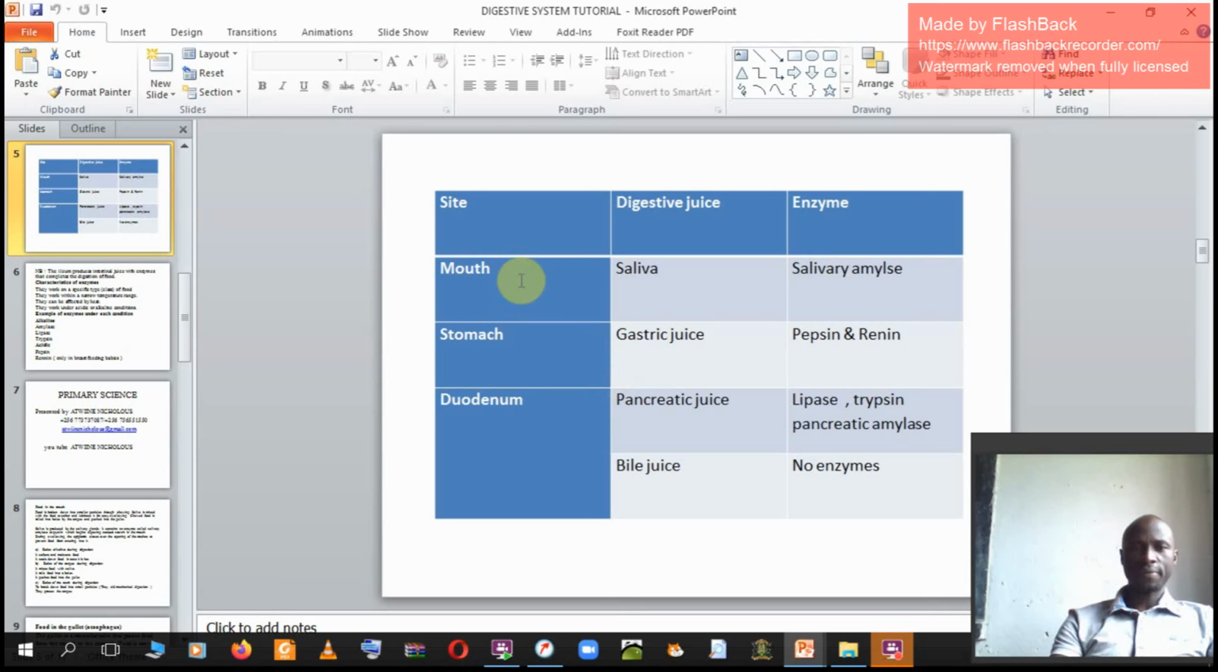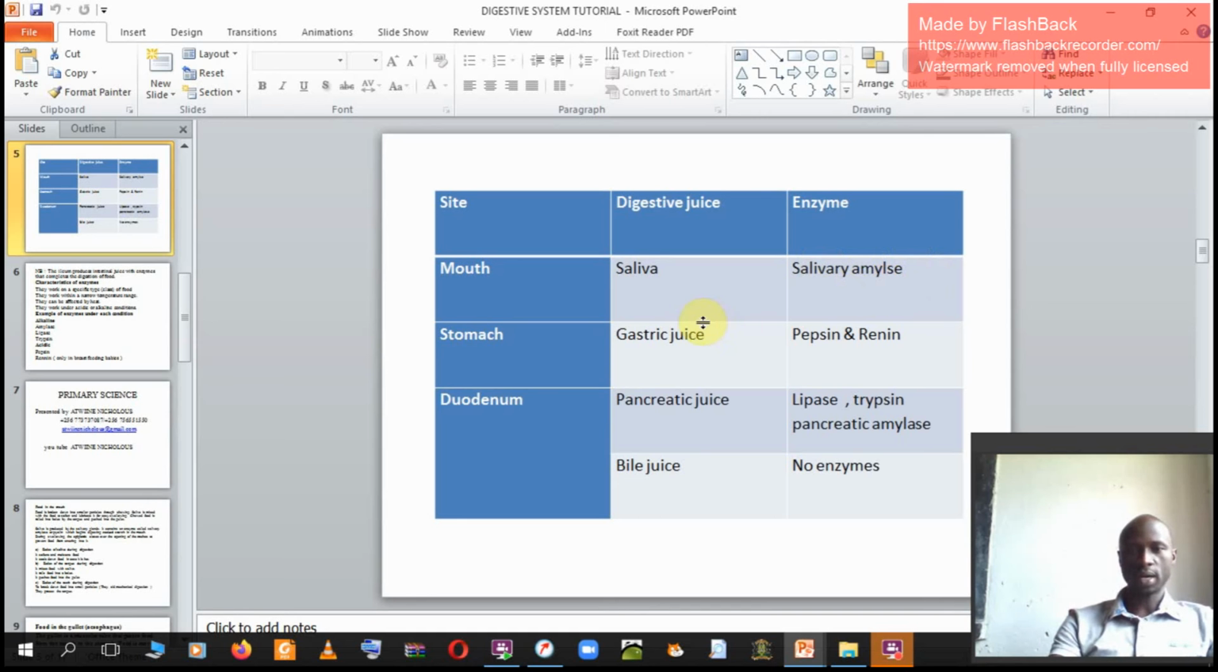We have the mouth. It's in the mouth where we have the digestive juice we call saliva. And that saliva contains an enzyme that we call salivary amylase. And it acts on cooked starch. Not all forms of starch can be acted upon by salivary amylase. Meaning when you eat raw cassava, it will not be acted upon by salivary amylase. But if that cassava is cooked, it would be converted into maltose.